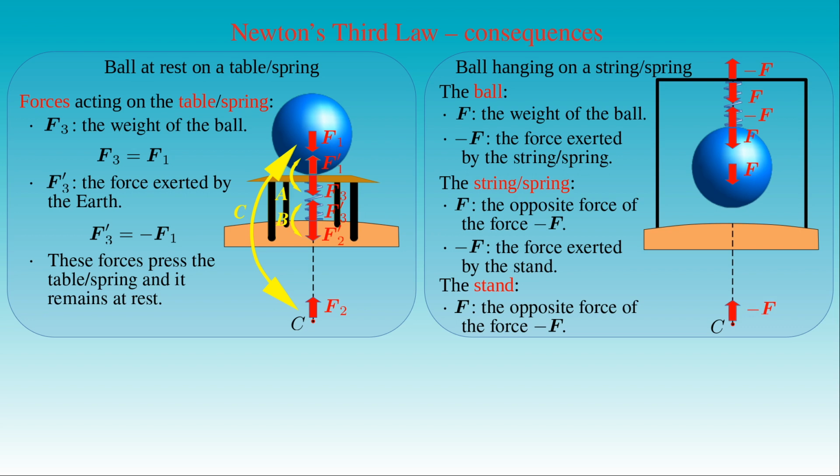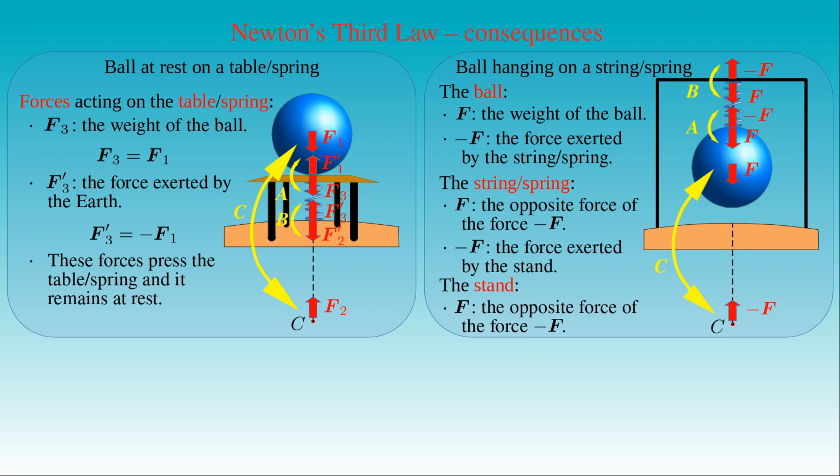In this example, we also have three force pairs. The force pair A is the interaction between the ball and the string or spring. The force pair B is the interaction between the string or spring and the stand or the Earth. The force pair C is the interaction between the ball and the stand or the Earth, which is transmitted by the force pairs A and B.